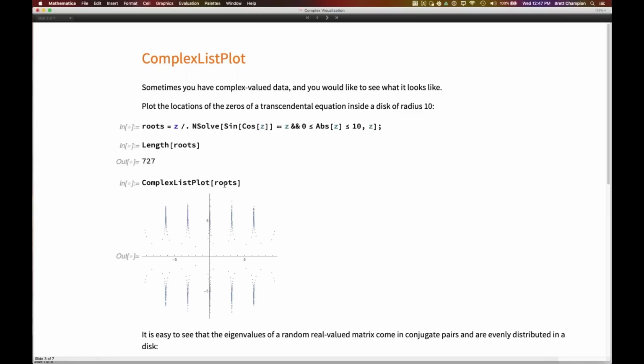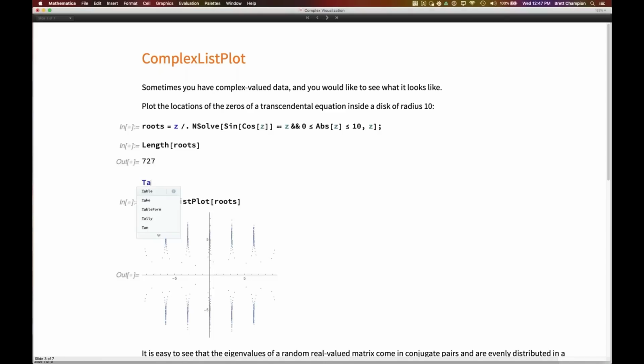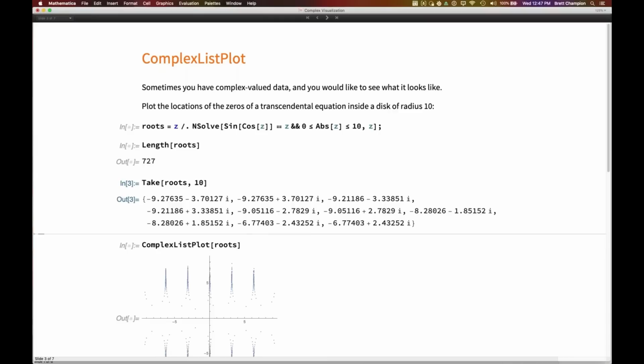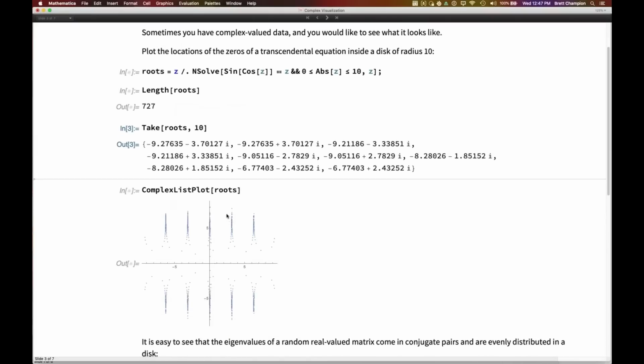And then we can just easily throw that into a plot. I'm not going to show all 700 of them, but just to make clear what the input to ComplexListPlot is, we'll take the first 10. And so this is just a list of complex numbers. And then ComplexListPlot does the obvious thing. Prior to version 12, you could do the same thing by using ListPlot and applying ReIm and manually extracting the real and imaginary parts and then plotting those as XY pairs. And this just streamlines it, makes it a little bit simpler.